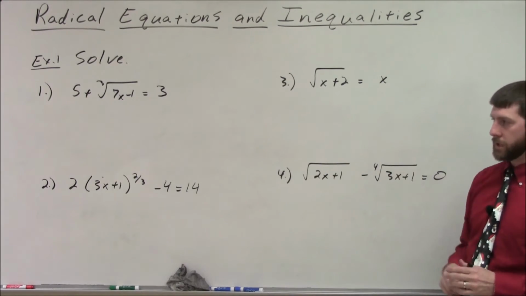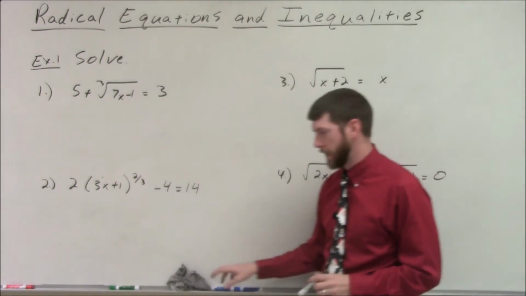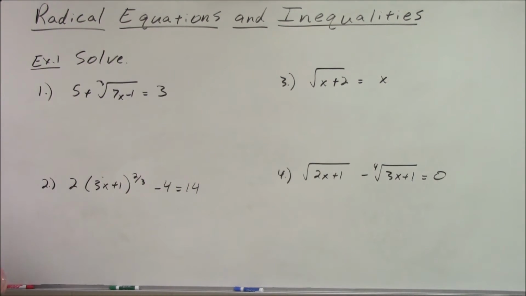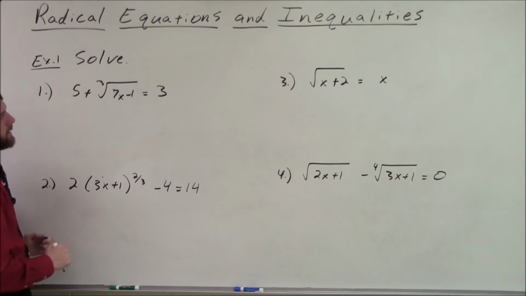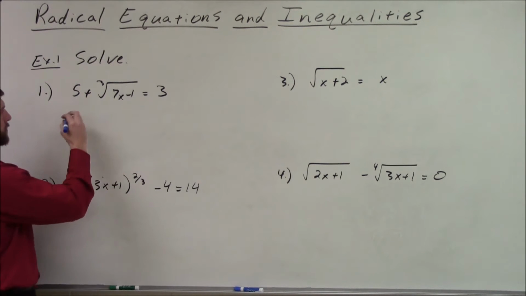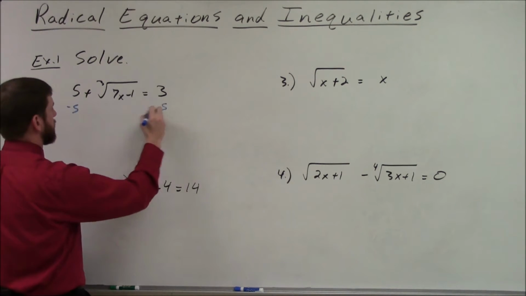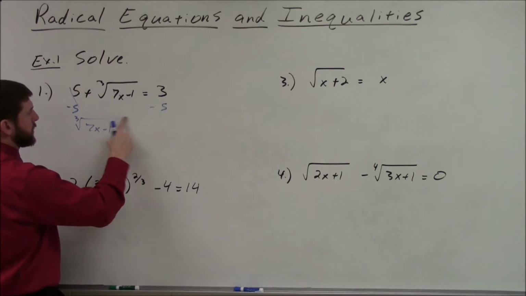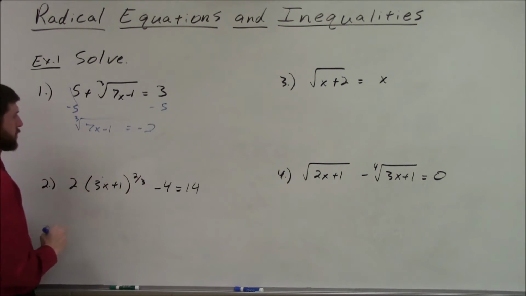Okay, hopefully you were able to get these 4 solutions. Let's see how you did. So first one's a standard radical equation. We're going to isolate the radical. So we're going to move our 5 over. So I get cube root of 7x minus 1 equals negative 2.